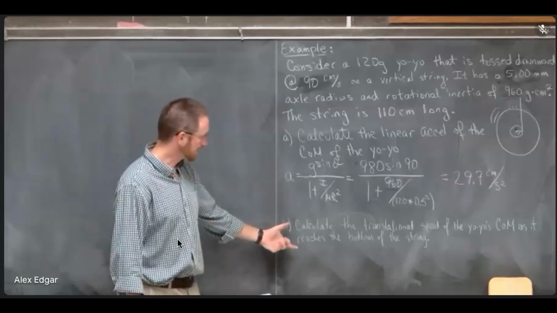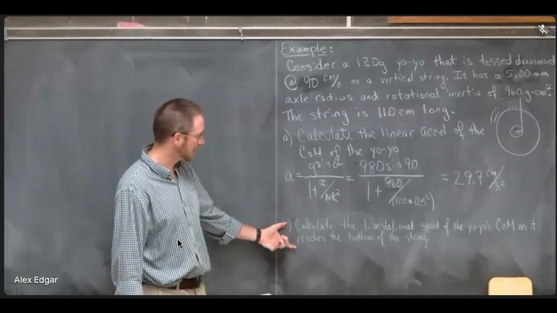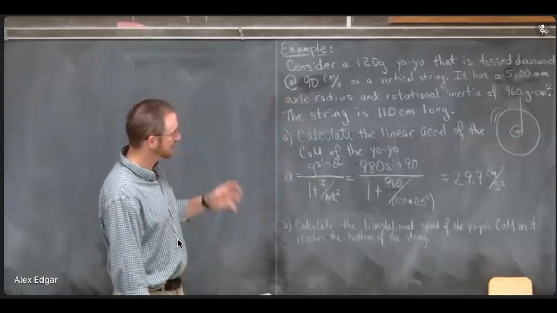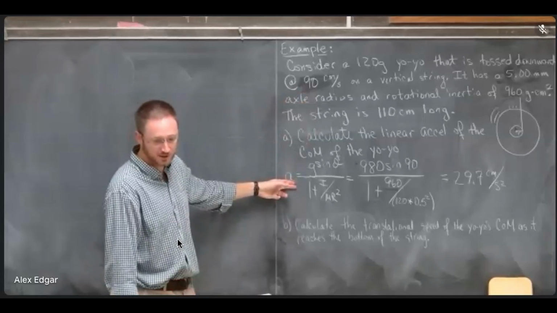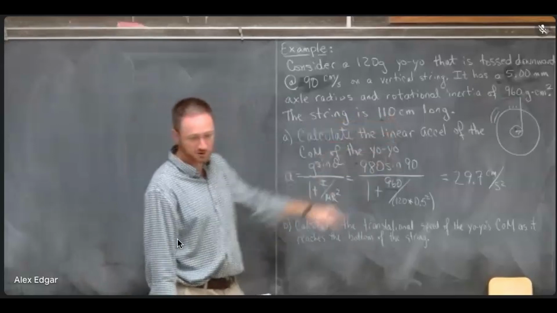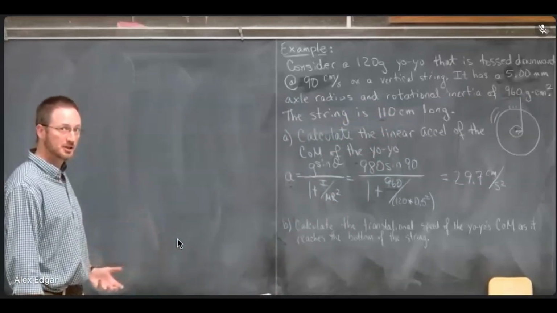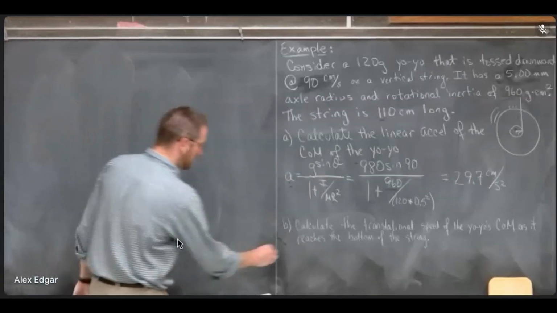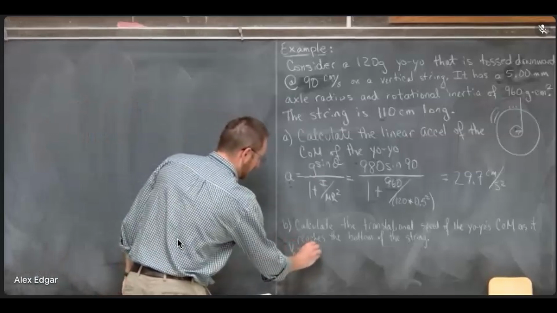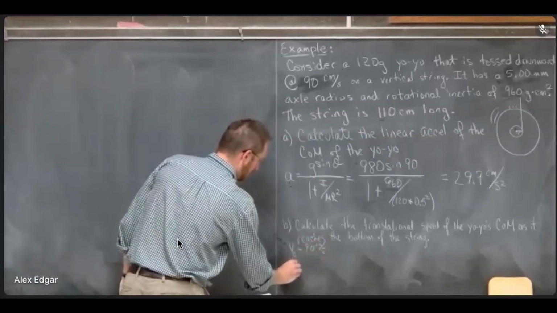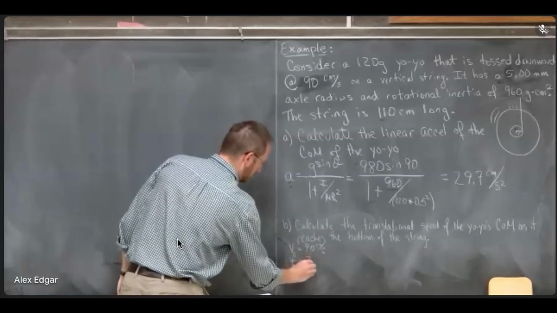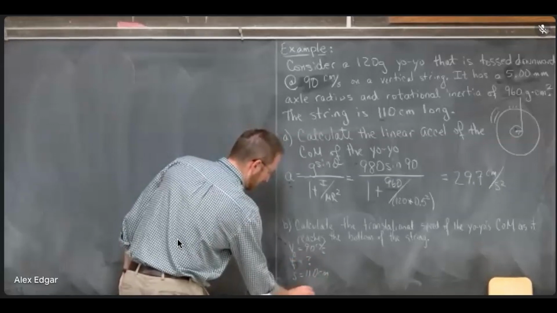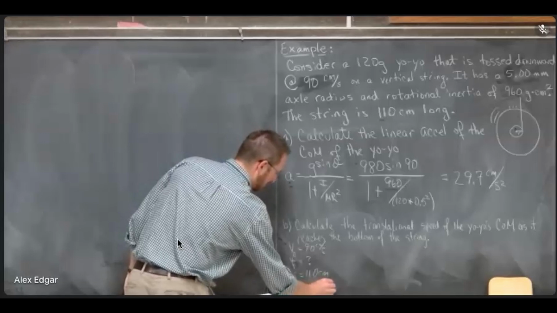All right, let's calculate the translational speed of the yo-yo's center of mass just as it's reaching the bottom of the string. If I've thrown it down at 90 centimeters per second, and then it continues to accelerate down at about 30 centimeters per second squared, and the string is 110 centimeters long, what I have here is a linear kinematics problem. So v naught is 90, v f is what I'm looking for, s is going to be 110, and the acceleration I just found is 29.7 centimeters per second squared.